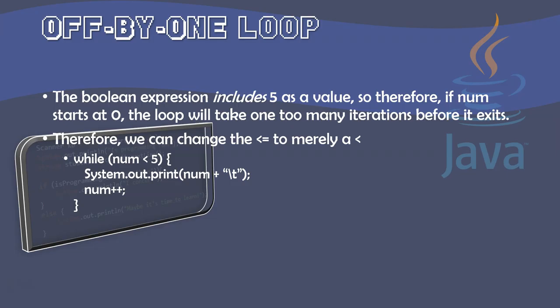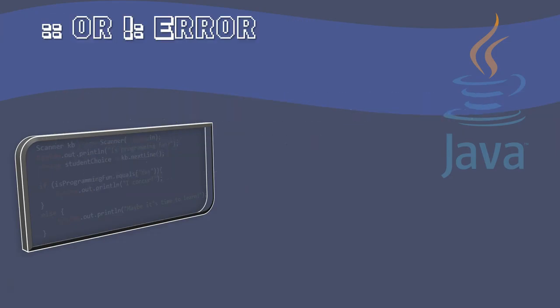If you notice, we have our while num is less than 5, it was less than or equal to. So it's a real quick and easy fix here because before I was just simply going 1 too many. And that means it was including 5 as a value. So what about our equals equals or not equal to errors that we talked about?